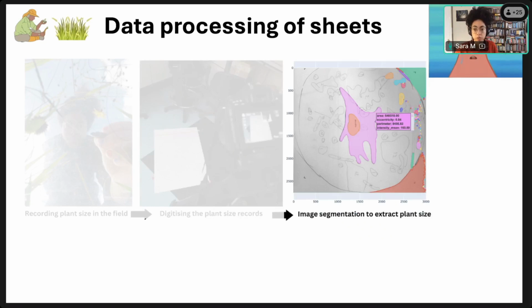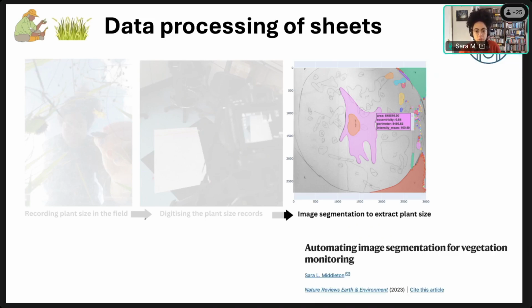And then it involved a lot of trying to extract the plant size data using image segmentation. This one is probably my favorite because it looks like Patrick Star from SpongeBob. But it was very, very challenging, and I was very thankful for help from computer scientists to try and automate this process. And I wrote a little article about the process there if you're interested.